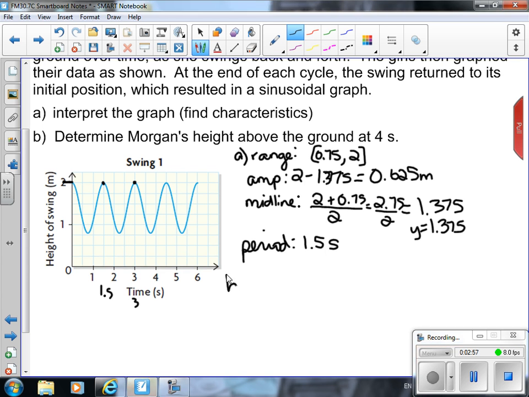For part B, it's just asking at what height is she when she is at the time 4 seconds. So after 4 seconds, how far away from the ground is she? We can just look at the graph, go up right there. So at 4 seconds, she's 1 meter off the ground, which we can write as a coordinate point, so 4 and 1.